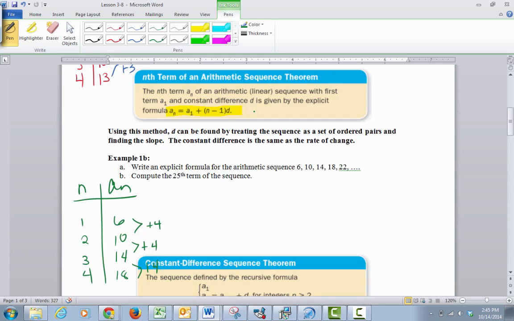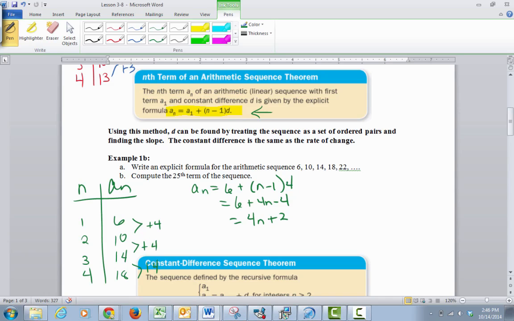So I can use this formula right here, which is actually the point-slope form of a line, just moved around. So I could say a sub n equals a sub 1, which happened to be 6 in our case, plus n minus 1 times my d, which happens to be the slope, which is 4. So if I do that, I have 6 plus 4n minus 4, or I could say 4n plus 2.